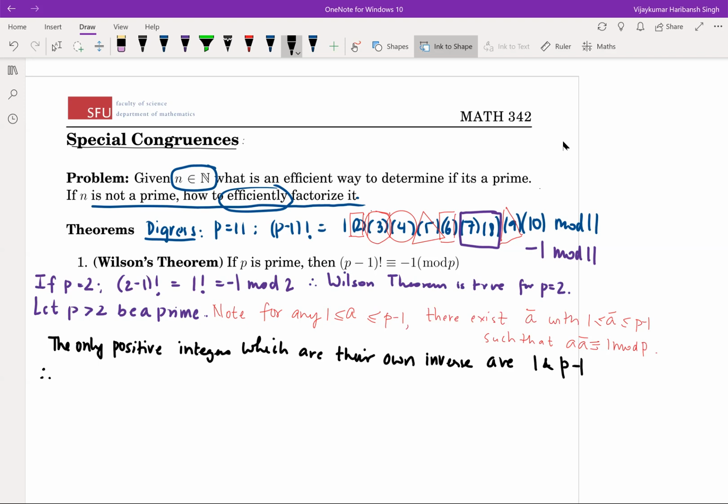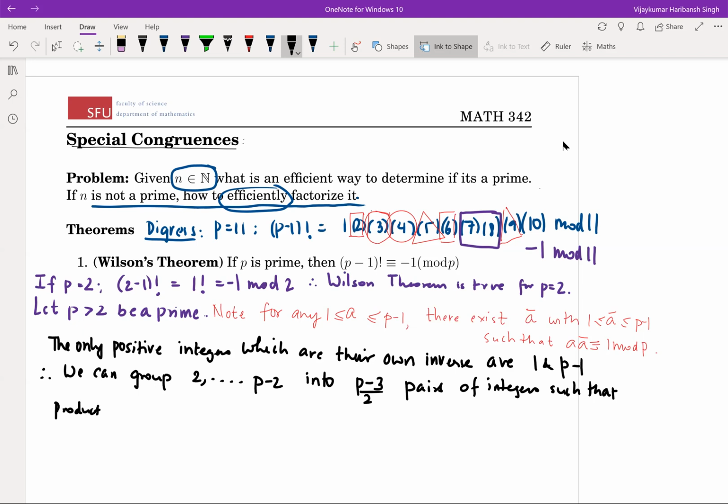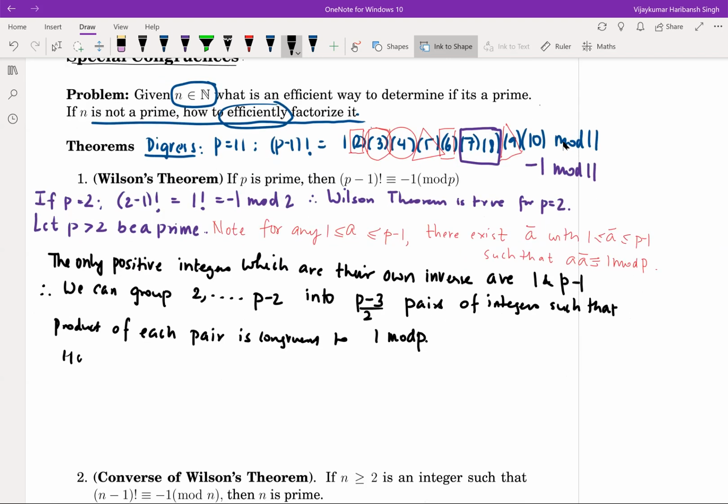So now we can start grouping them. We can group the numbers from 2 all the way until p minus 2 into (p minus 3) divided by 2 pairs of integers, such that the product of each pair is congruent to 1 mod p. And hence, if we take 2, 3, all the way to p minus 2, the product is congruent to 1 mod p.